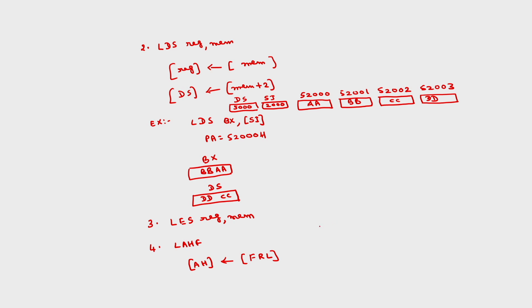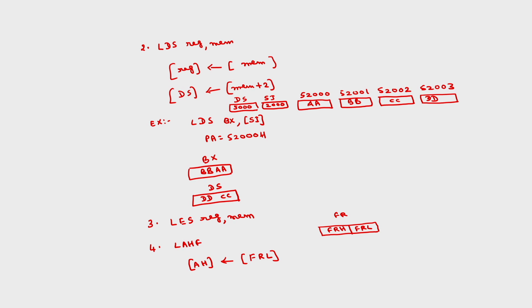So, out of the 16 bits of the flag register that I have explained in the earlier classes, this is flag register lower, flag register higher. So, this AH will be loaded with the flag register lower values. The flag register lower order 8 bits will be loaded into this one. So, these are about the 4 load instructions.